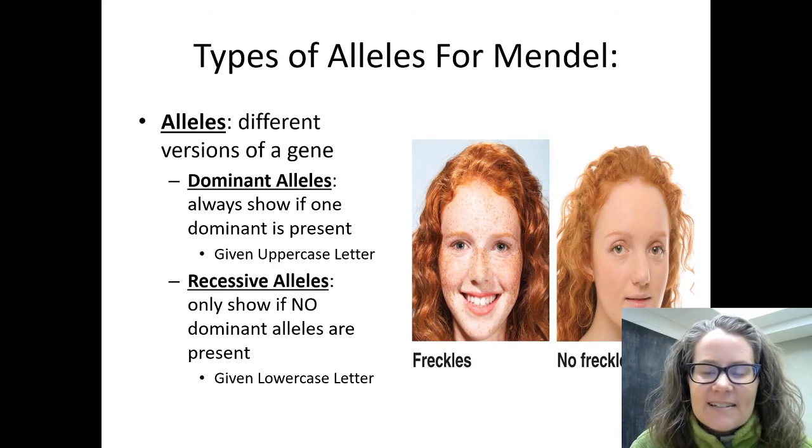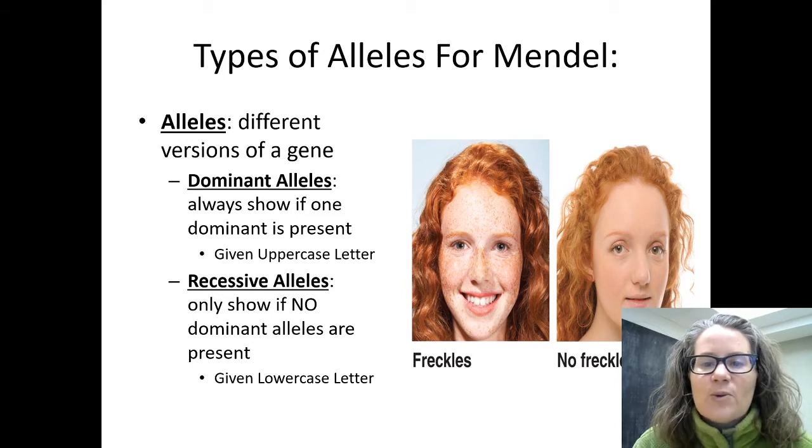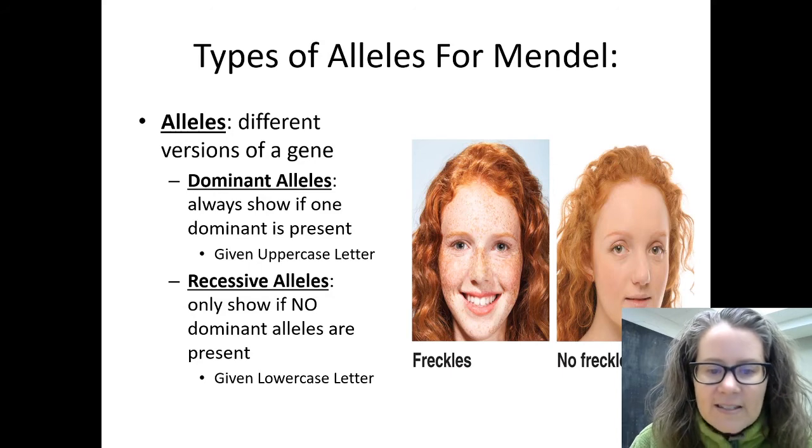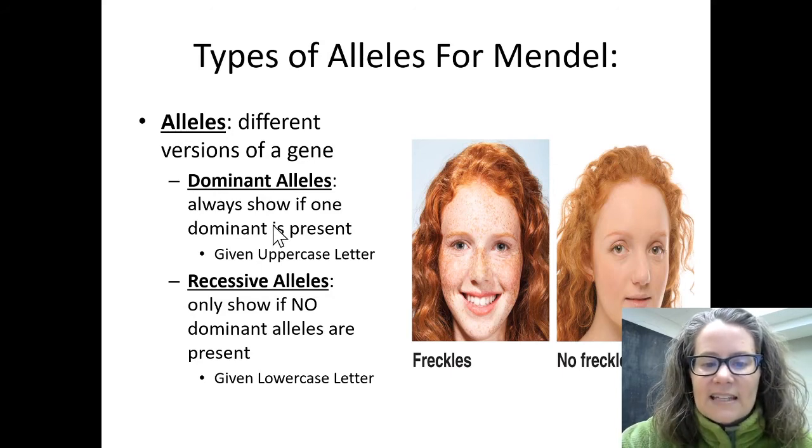All right, Mendel lucked out. He chose pea plants as his study population. And for Mendel, a lot of the traits in peas were quite simple. They would carry alleles, different versions of genes, but they would come in 2 different forms. Either dominant alleles, which always show if you have one dominant present. We often designate this or give it as an uppercase letter. And recessive alleles. Recessive alleles only show if there's no dominant alleles present, so you need 2 copies of this, and we often show them as the lowercase letters in our sort of diagrams.